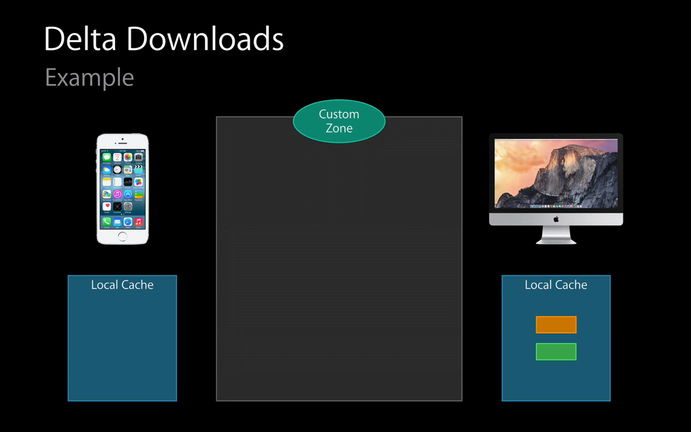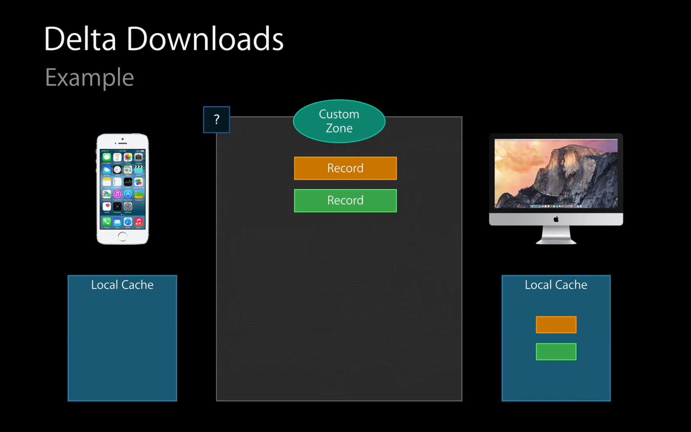We've got an orange record and a green record over on the Mac here, and we want them on the phone as well. So we're going to first upload those both into CloudKit in our custom zone. And then our iPhone is going to perform a delta download to get up to date. So these delta downloads are based on what we call change tokens. And a change token is a way of tracking the state of the server the last time you talked to it. So this phone has never talked to the server. And what it's going to do is send up a nil change token. And that's a way of saying, I've never talked to you, just send me all the records in this zone.